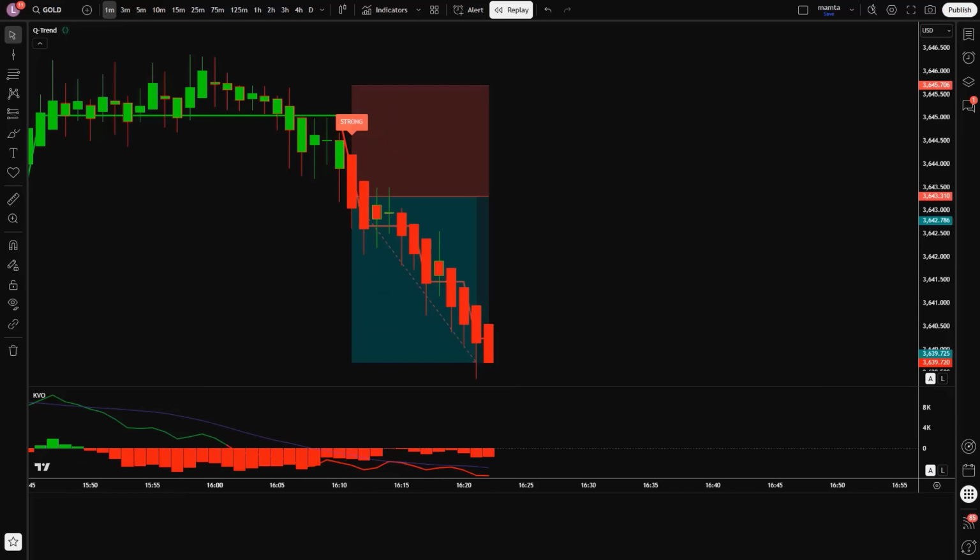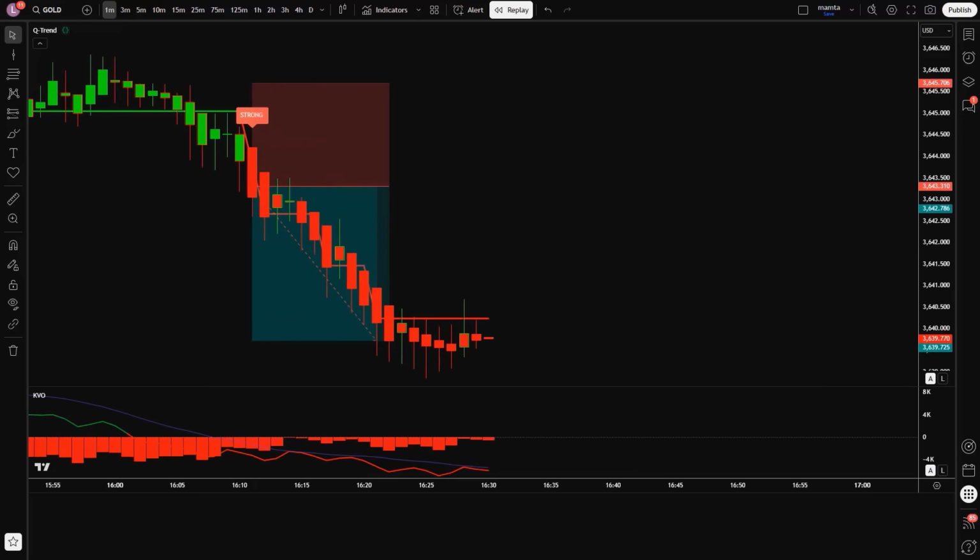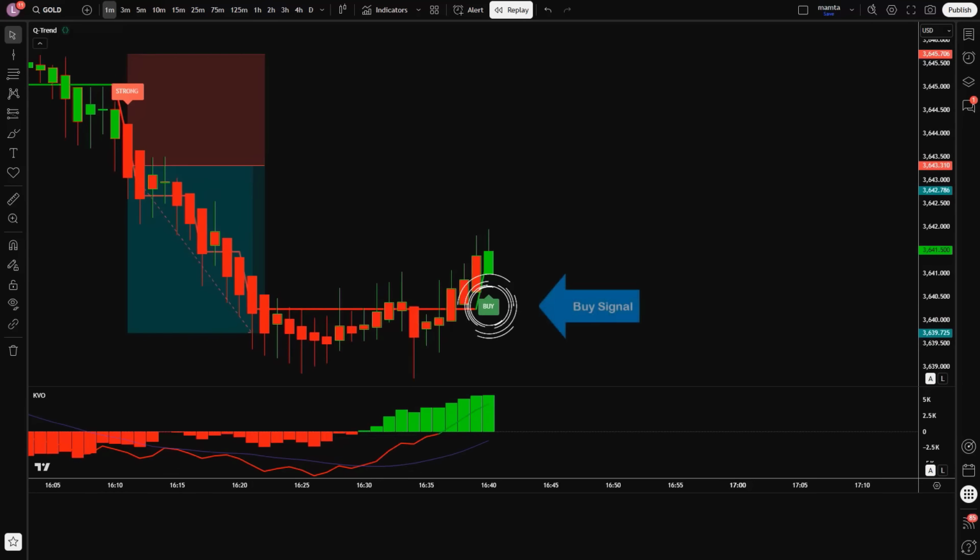The market has completely hit the target. I hope you must have understood this trading strategy. If not, then it doesn't matter, we are going to see examples of some trades, so that you will definitely understand. Here the Q trend indicator gives us a buy signal.